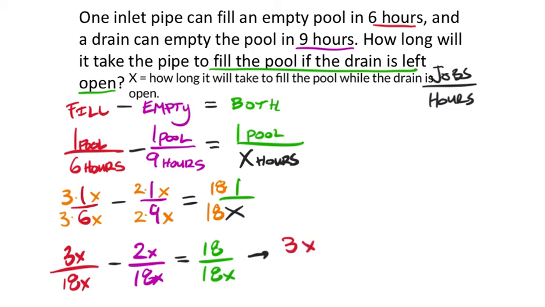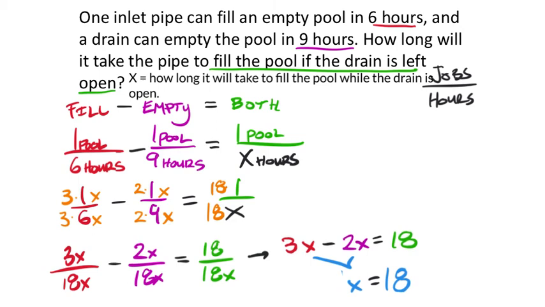So that means I now have 3X minus 2X equals 18. And right now I have 2 like terms that I can combine. 3X minus 2X gives me 1X, which means that we have, in fact, already solved for X. Okay, so I'll just make that a phantom 1.